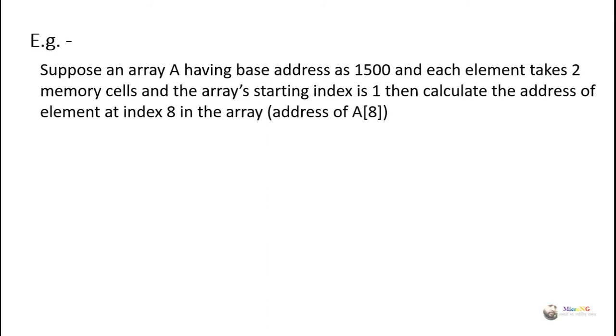There is a sum to calculate. Suppose an array A is having base address as 1500. So base of A is 1500, and each element takes two memory cells. So if each element takes two memory cells, that means W is 2. And the array starting index is 1. So lower bound is 1. Then calculate the address of the element at index 8 in the array. So K is 8.